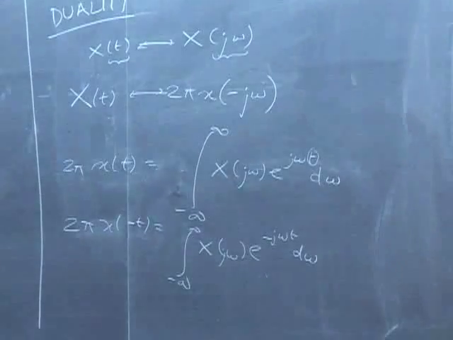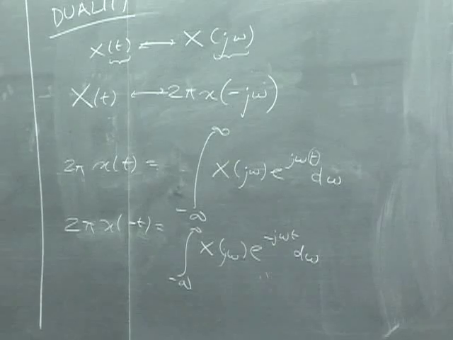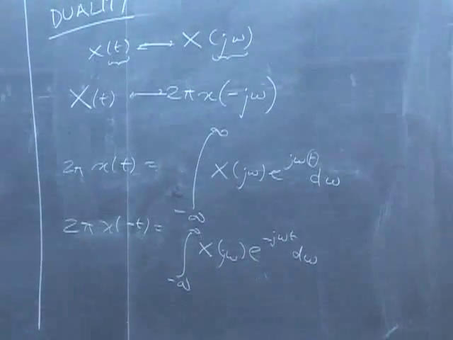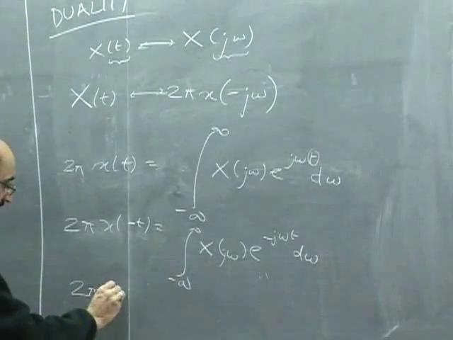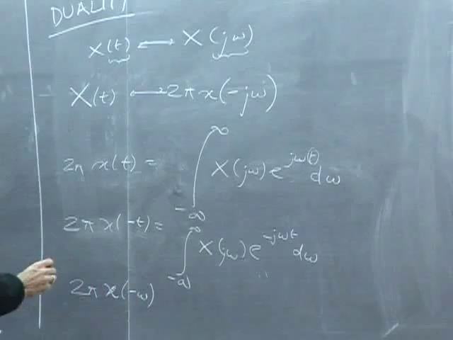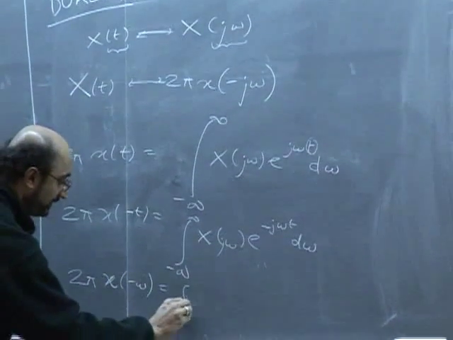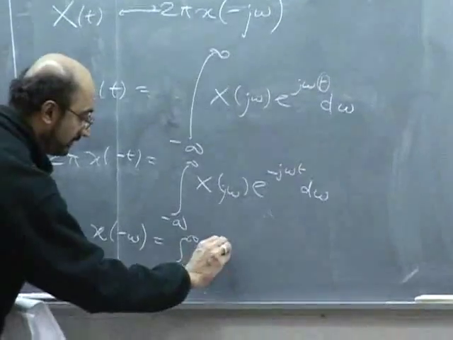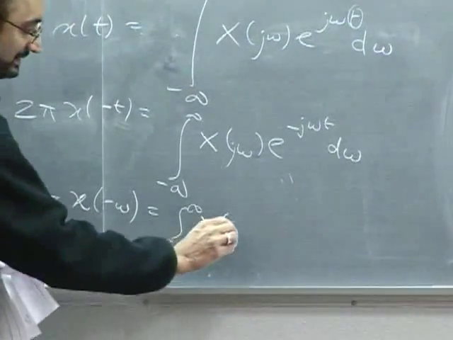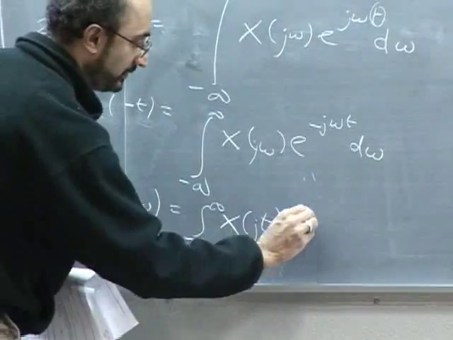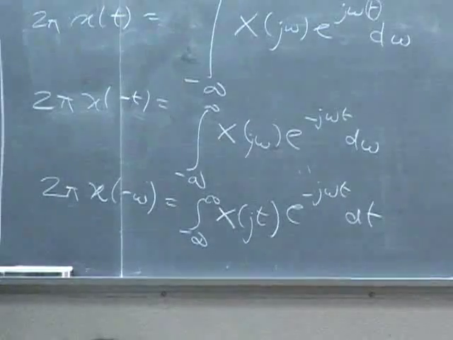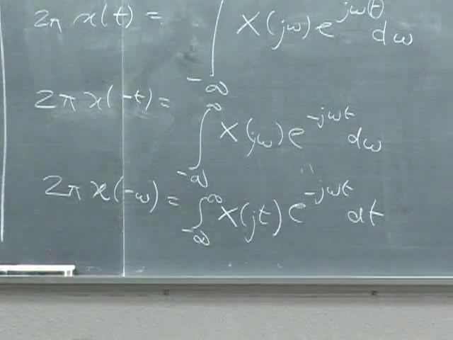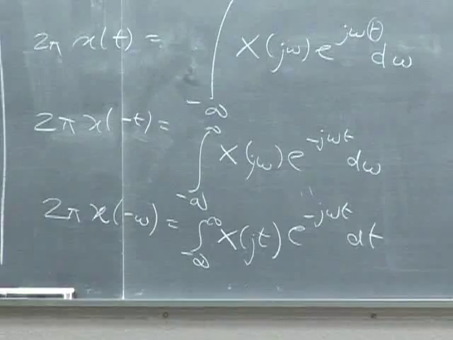And now what we do is we just replace the symbol t with omega, because it's just a symbol, and then we get 2 pi x of minus omega equals the integral from minus infinity to infinity of X of jt e to the minus, this doesn't change, j omega t dt.